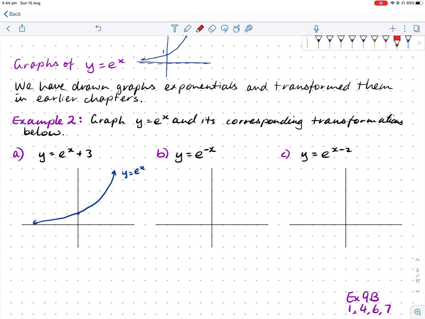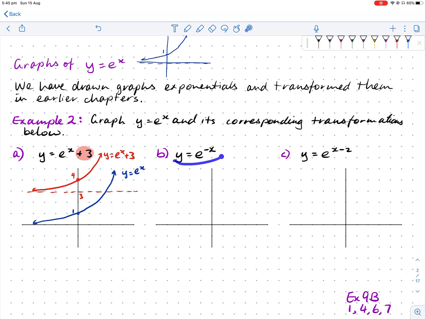Now, when we're looking at the equation, we've got e to the x plus 3. That plus 3 is on the outside, so that means we're going to shift this graph 3 units upwards. So that was where 1 was. So we're going to have an asymptote at y equals 3, right there. It's going to pass through 4, and that's going to be y equals e to the x plus 3. Okay, so we're shifting it 3 units upwards.